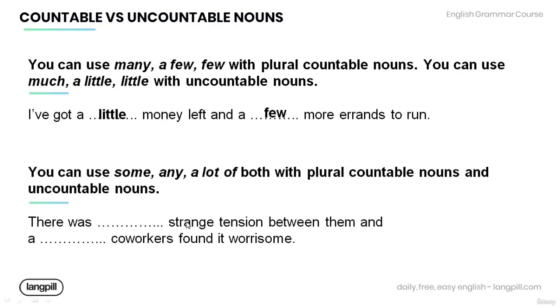Also note that you can use some, any, or a lot of, both with plural countable nouns and uncountable nouns. Now read the following sentence and fill in the blanks with either some, any, or a lot of. There was strange tension between them, and co-workers found it worrisome. There was some strange tension between them, and a lot of co-workers found it worrisome.